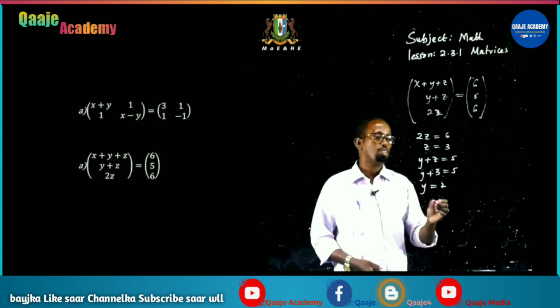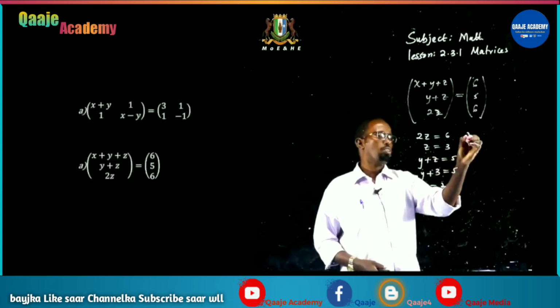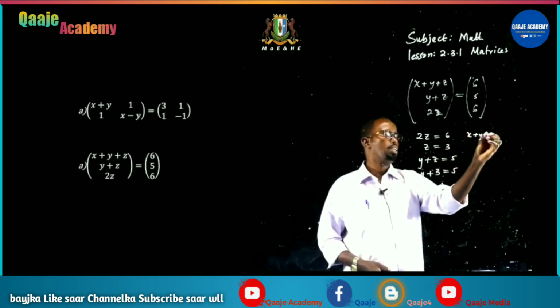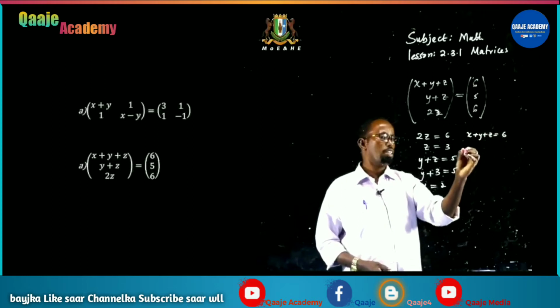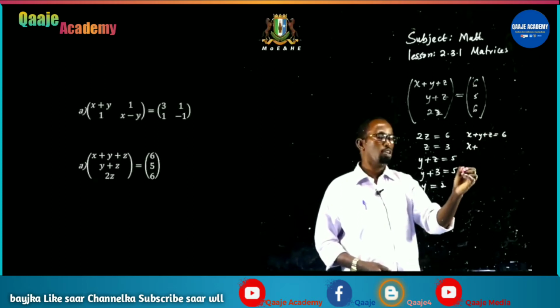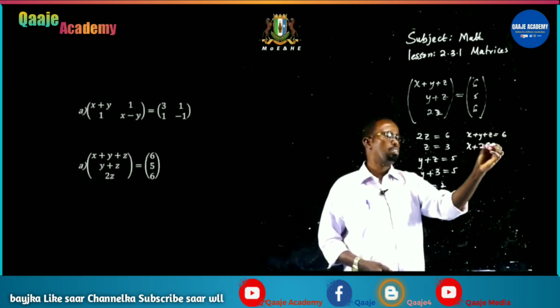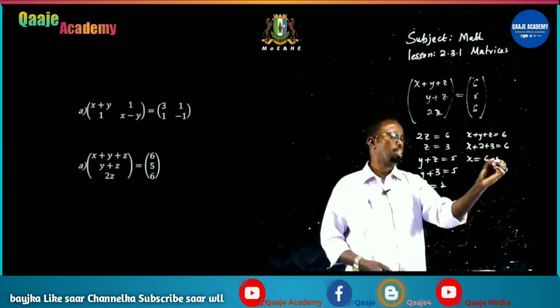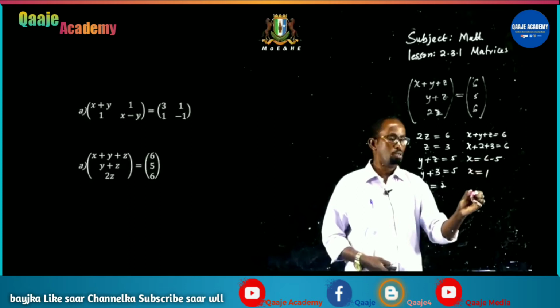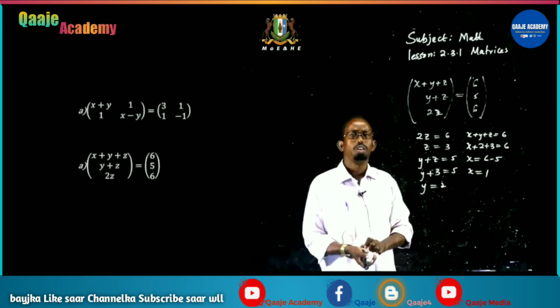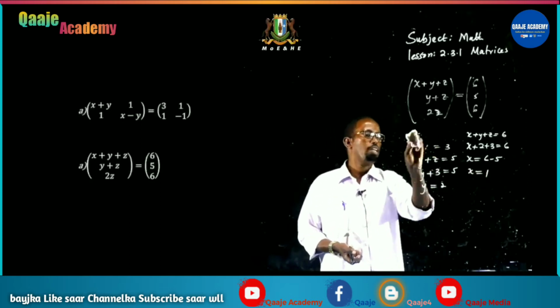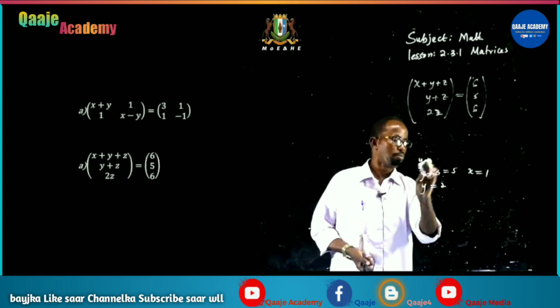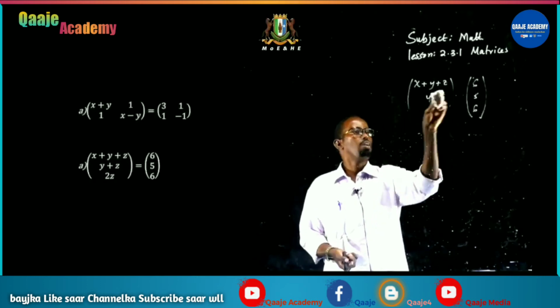Then lastly, you're told to calculate x. So x plus y plus z is equal to 6. We don't know x, we know y is 2 and z is 3, so x will be equal to 6 minus 5, x is equal to 1. So that is the value of x, y, and z.